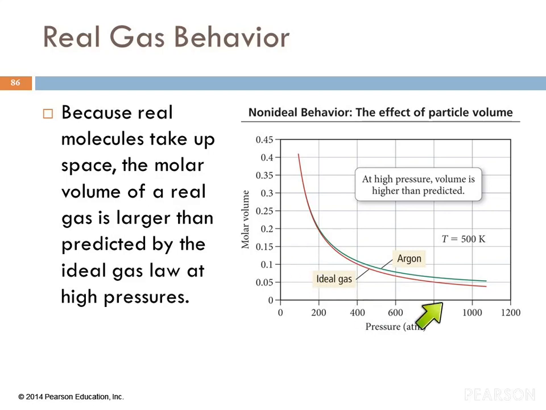As we get to higher and higher pressures, here the red line is ideal gas behavior, and argon, the molar volume, is higher than what we predict. And that is because of the actual volume of those gas particles. When we squeeze them closer and closer together, they occupy a larger and larger percent of the volume of the gas, and they are not negligible anymore.